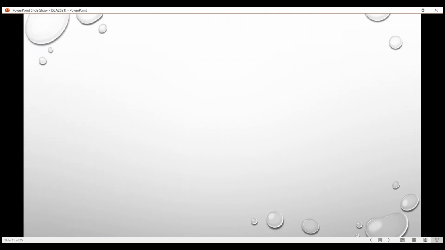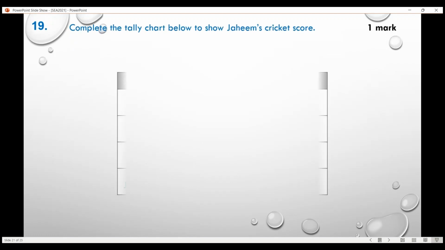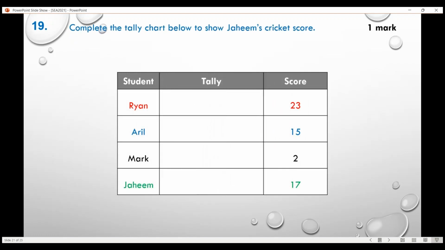Let's go on now to number 19, our penultimate question in this part. Complete the tally chart below to show Jahim's cricket score. So the table was given with a little more information like this, but I'm using it to help us revise. We want to find out for Jahim. So Ryan's tally was given with this whole row across, 5 and 510 and 515 and 520, 21, 22, 23. That whole row was given.